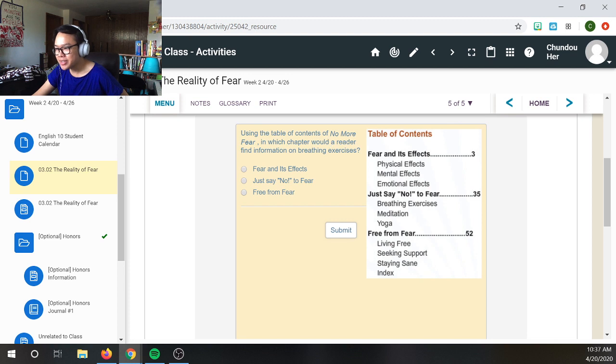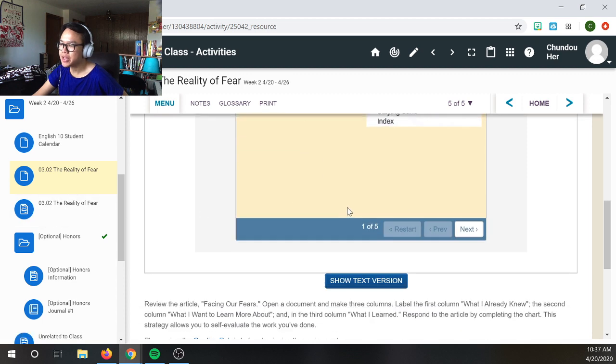So using the table of contents of No More Fear, in which chapter would a reader find the information on breathing exercises? Breathing exercises, well, looks like it is in Just Say No to Fear. Ooh.